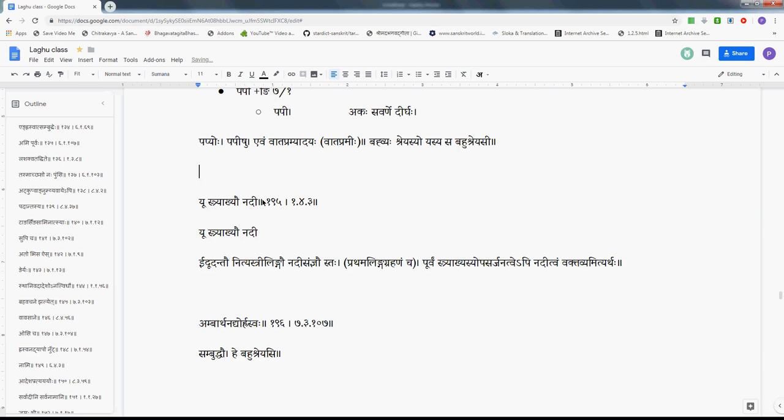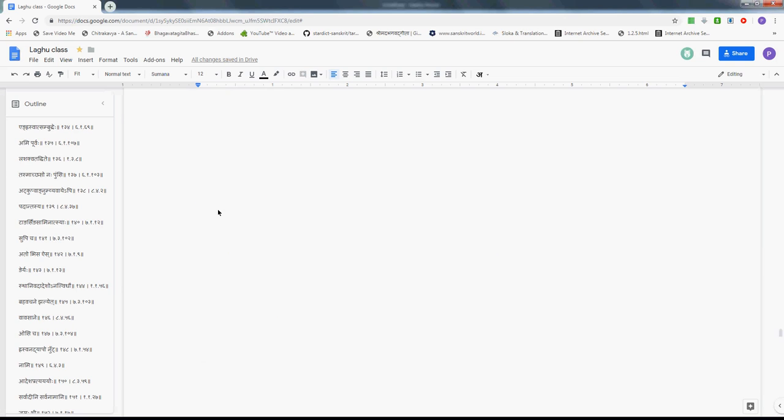We'll see the Vritti. But 'U Striyakhyo Nadi' means only Striyakhya U, meaning Ikaranta, Ukaranta, which has Striyakhya, meaning is in Strilinga, that gets Nadi Sanya. But this is not Nadi Sanya because it is not Striyakhya, although it is U. It is Ekaranta. So, 'E dudanto nitya strilingau', which are nitya strilinga, Nadi Sanyau staha. Ekaranta and Ukaranta.